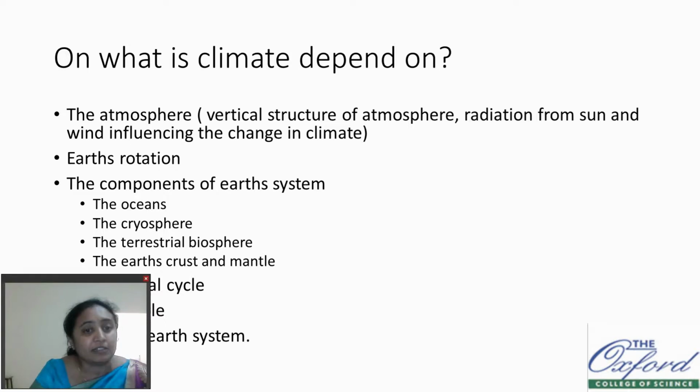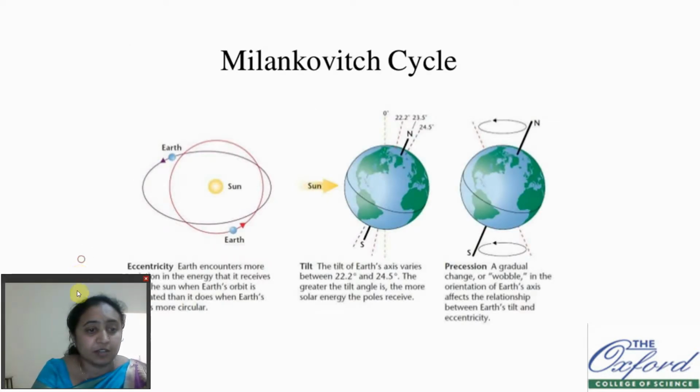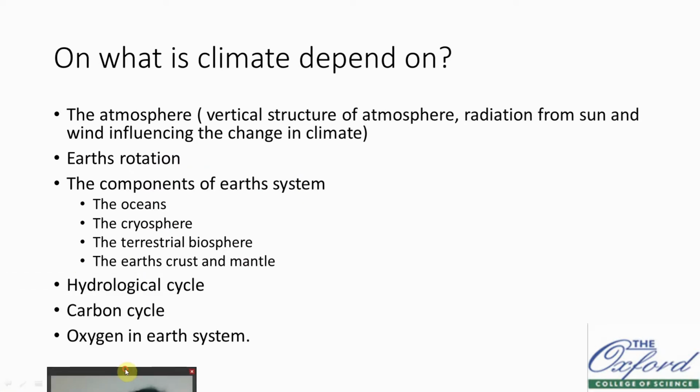Apart from this, there are certain Earth component systems, like the oceans, the cryosphere, the terrestrial biosphere, and the Earth's crust and mantle, that are important. The biosphere, the biotic component, has a major influence on climate change, but I have put the biotic factors in terms of the geological cycles which influence the climate. For example, the hydrological cycle or the carbon cycle, the way oxygen is being utilized or new species of oxygen are being created by the influence of biotic factors. So we'll take up one after the other.